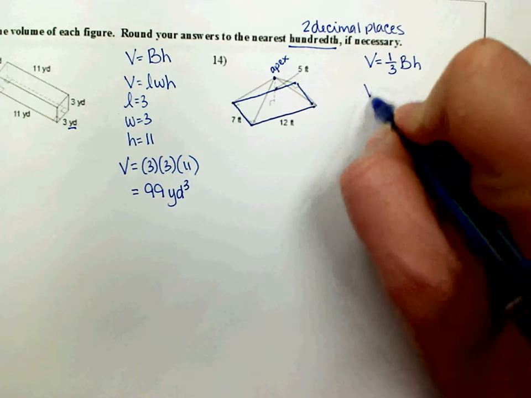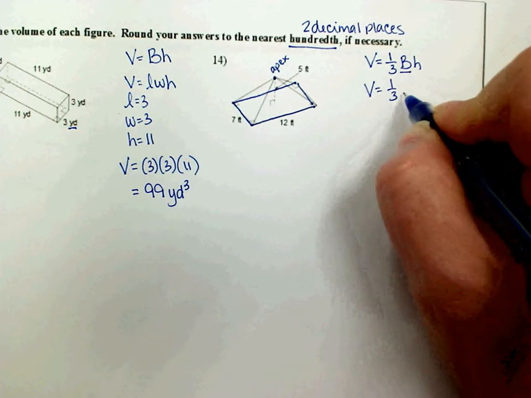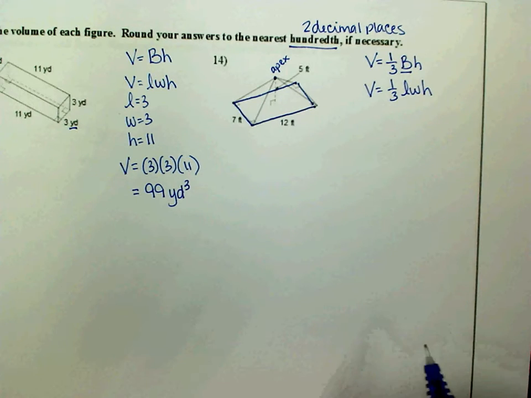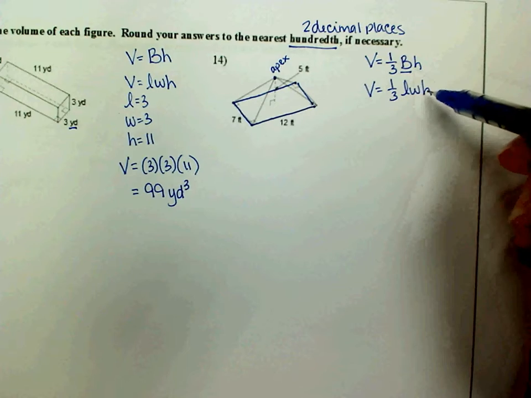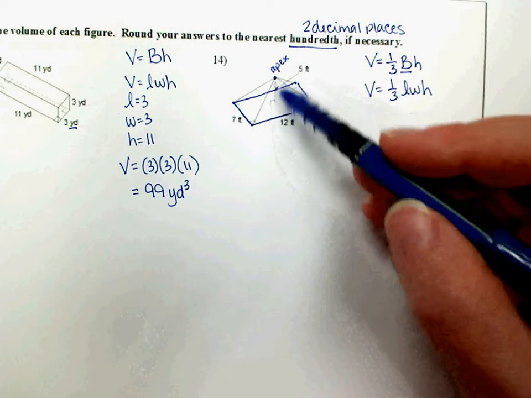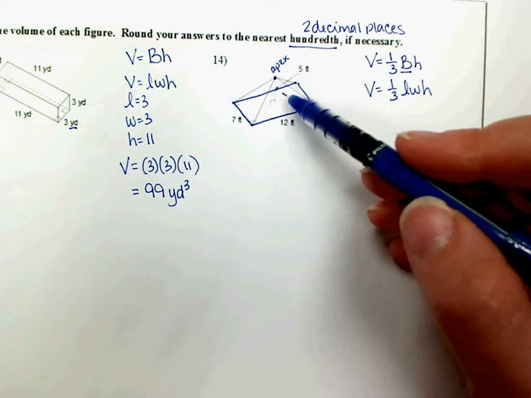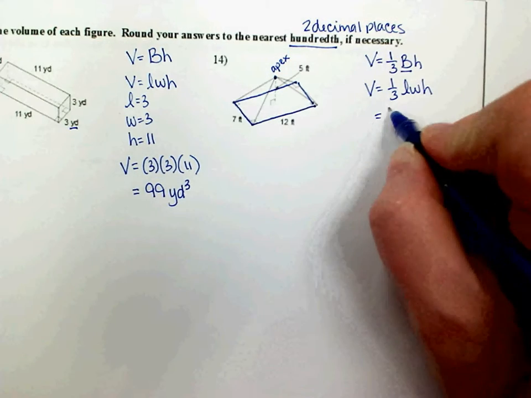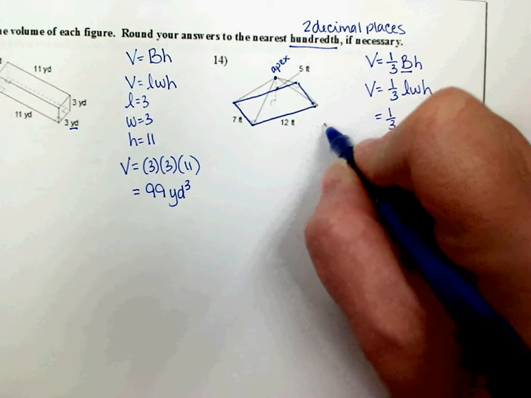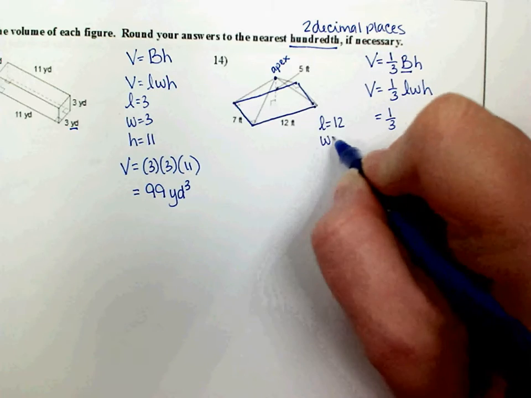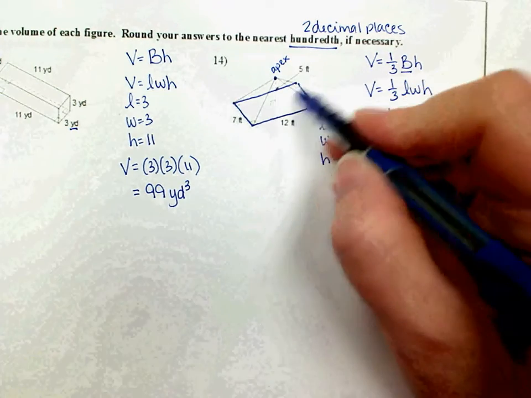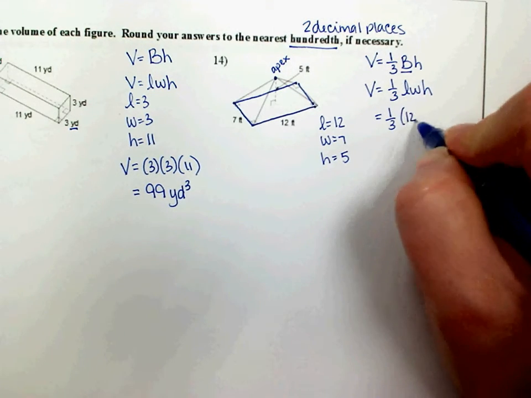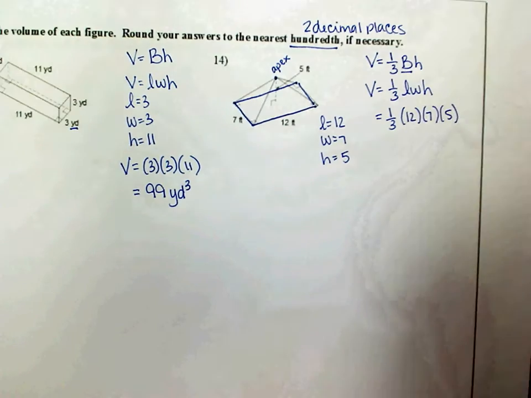So our volume here is going to be 1/3, and the base area is length times width, since it's a rectangle, and then we have to multiply it by the height of the pyramid. Remember, the height we're talking about is from the apex to the center of the base, and it's perpendicular, so we're given that height to be 5. We're also given the length and width of our rectangle as 12 and 7. The order again does not matter. The length is usually the longer one, so we'll say the length is 12, the width is 7, and the height of the pyramid was given as 5. So we're going to have 1/3, since it's a pyramid, times the 12 times the 7 times the 5.